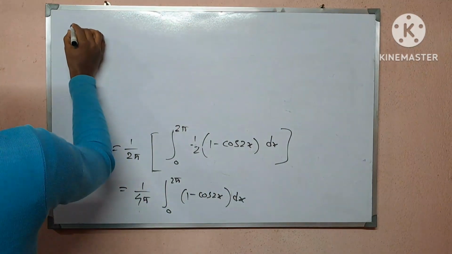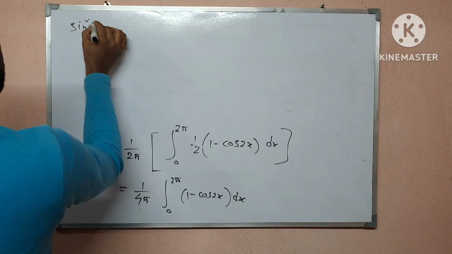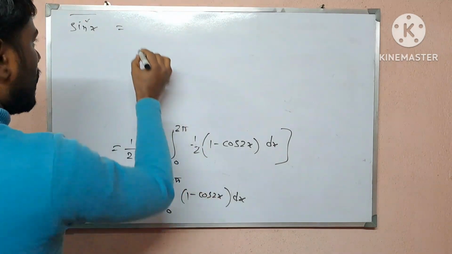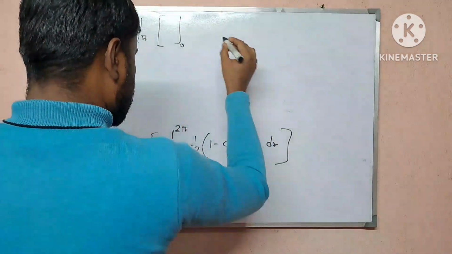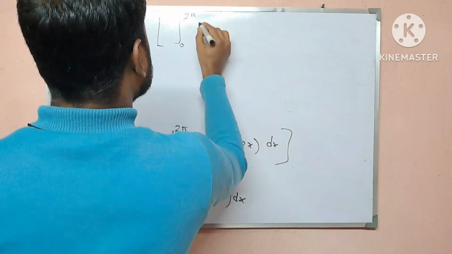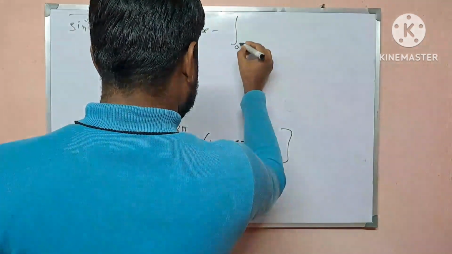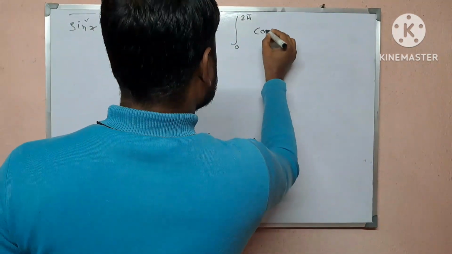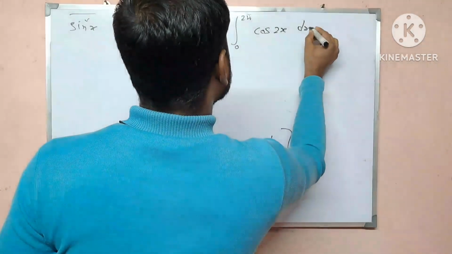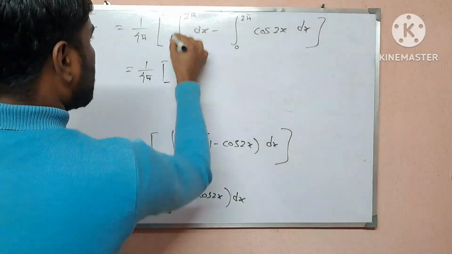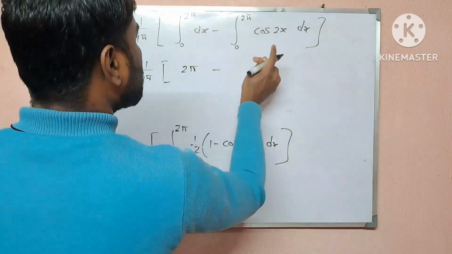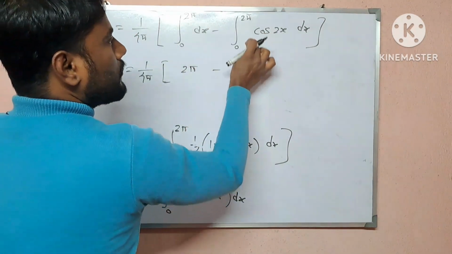So the value will be, average of sine square x is equal to 1 by 4 pi. Now we can write it in this way, 0 to 2 pi dx minus 0 to 2 pi cos 2x dx. So it will be 1 by 4 pi into, that will give you 2 pi minus, just see, this is the average value.